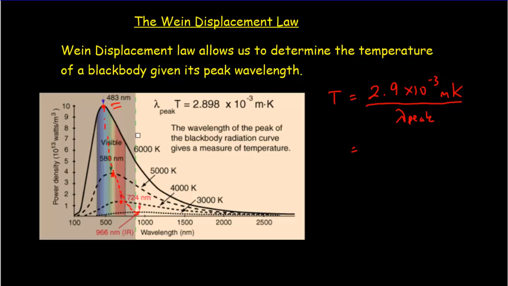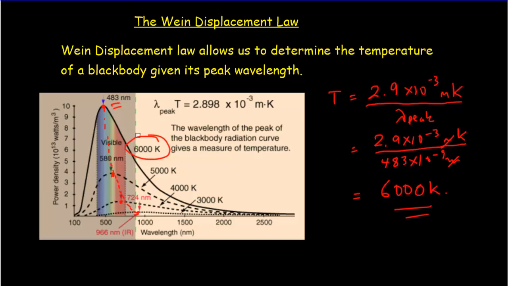So for instance, if the peak wavelength is 483 nanometers, I would divide by 483 times 10 to the minus 9 meters. Of course, the meters will cancel out, and I'll get a temperature in Kelvin. And if you do the math, it turns out that's 6,000 K. So if somehow we're able to analyze the light coming off a black body, a glowing object, and we find that peak wavelength, we should be able to estimate what the temperature of the object is.